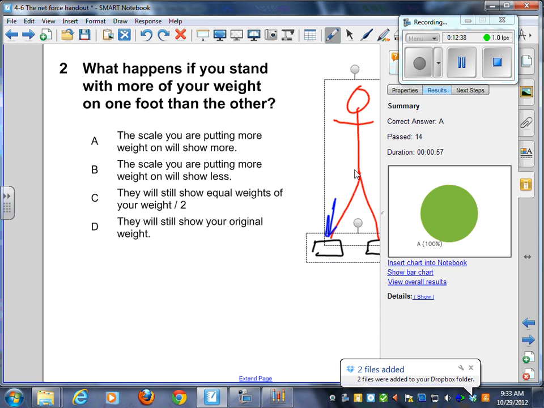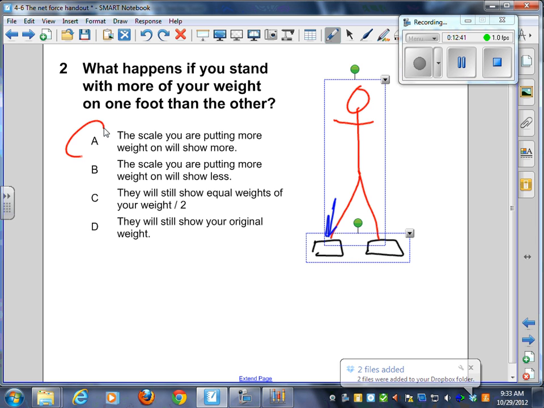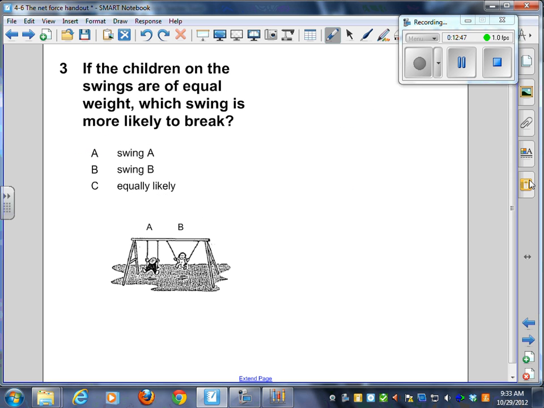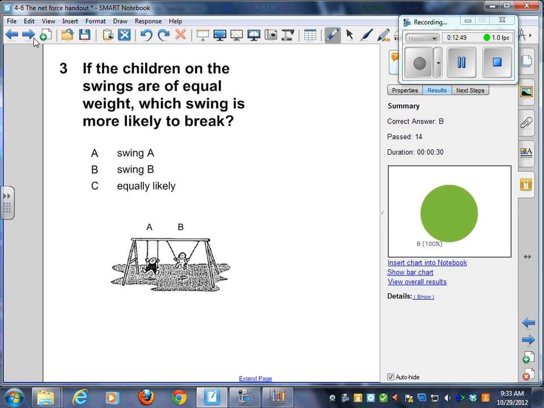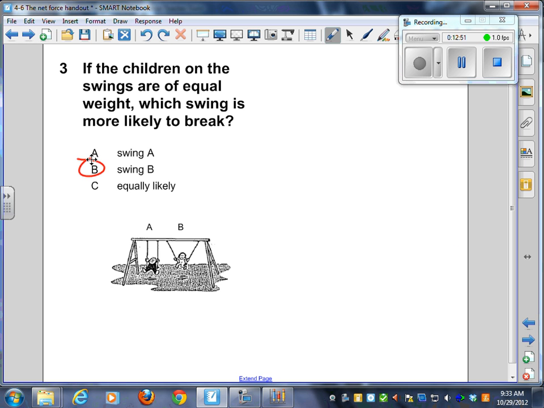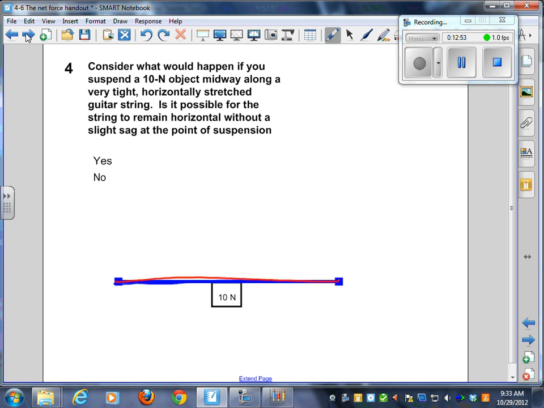Well, this one you got right. Hey, the scale you're putting more weight on will show more, right? You lean into it a little bit. Which one is more likely to break? I hope you said B. That's good. False. All right.